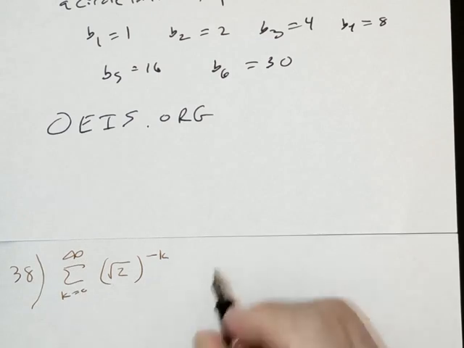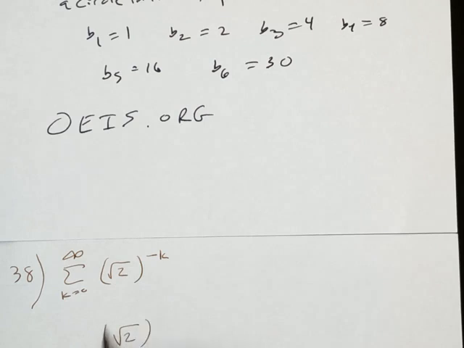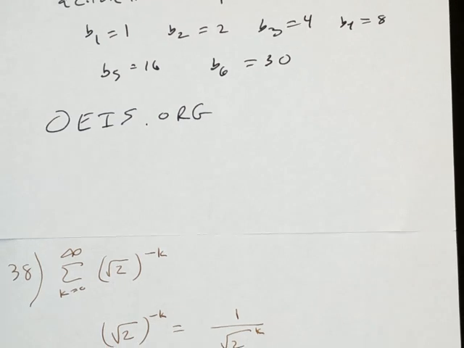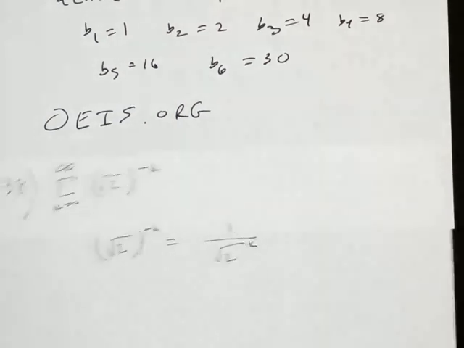Let's run with that. So root 2 to the negative k is the same as 1 over root 2 to the k. I'm good with that.